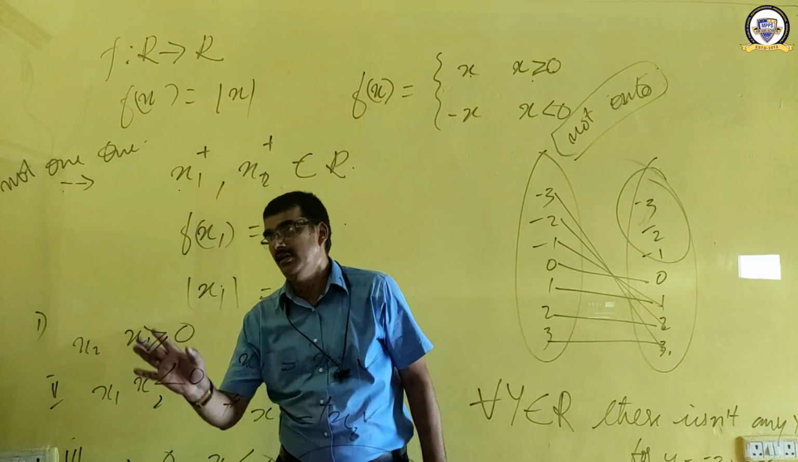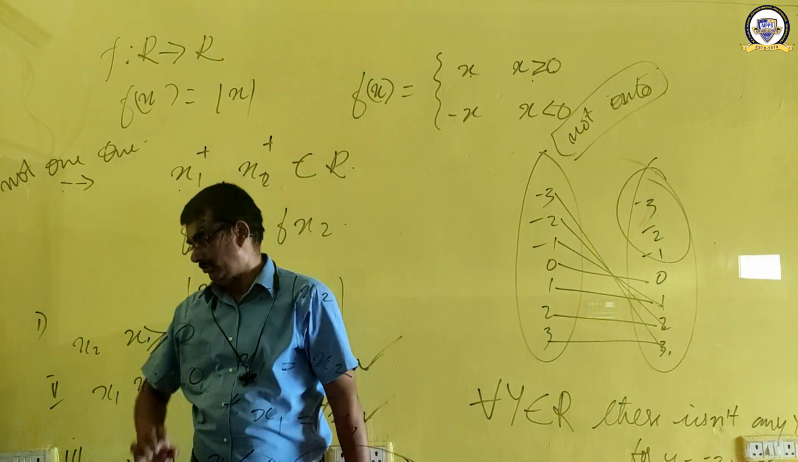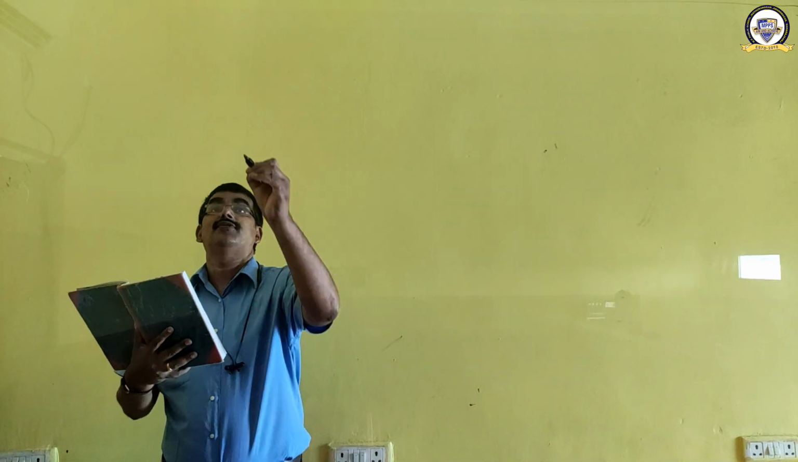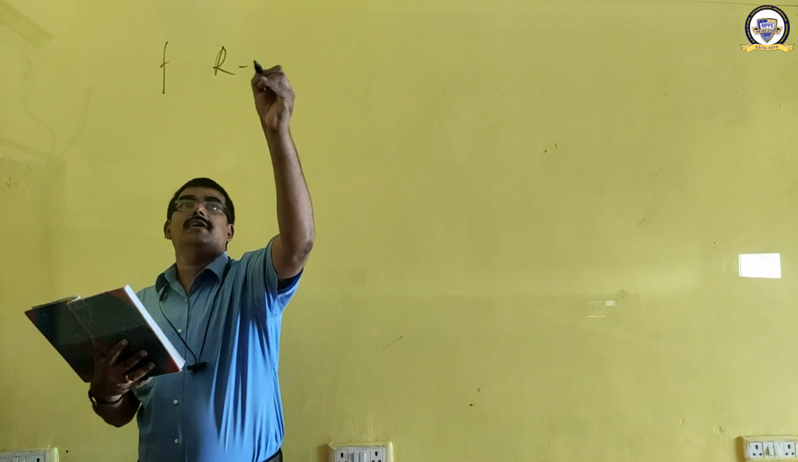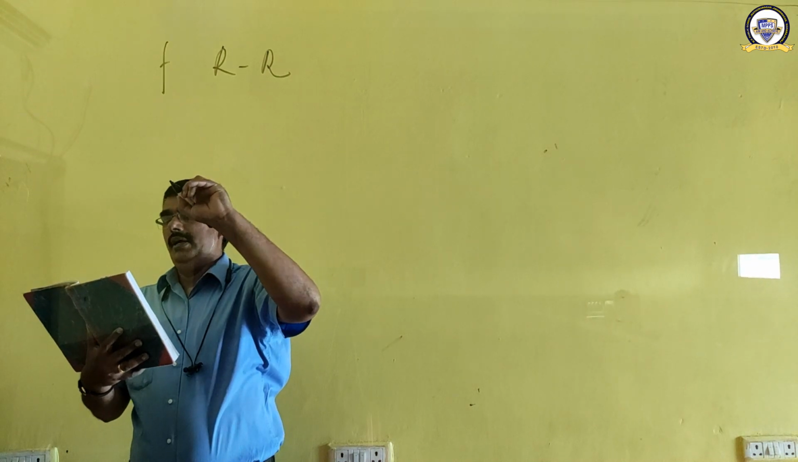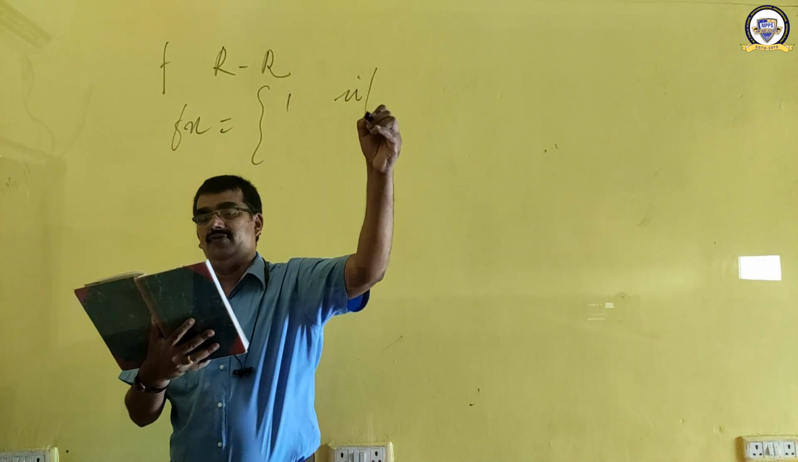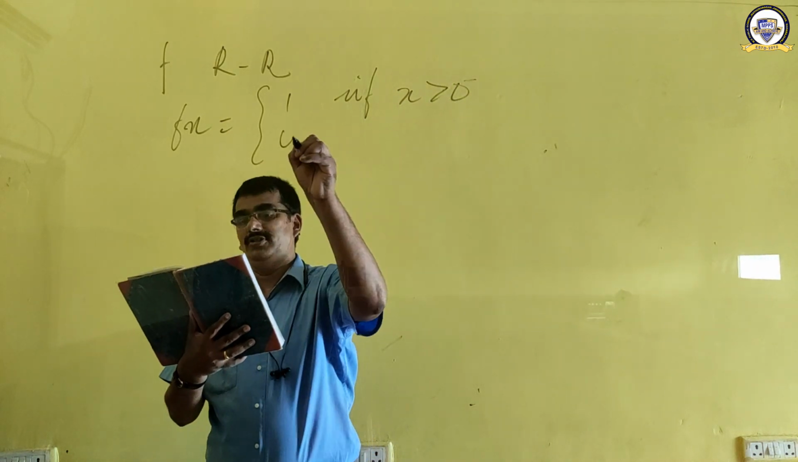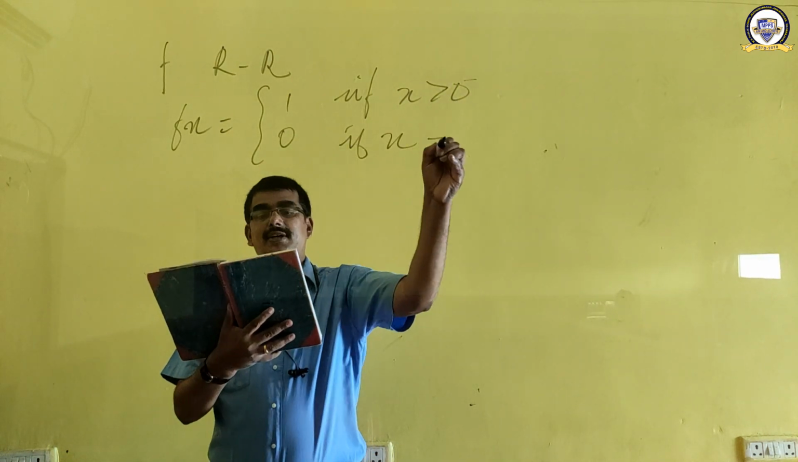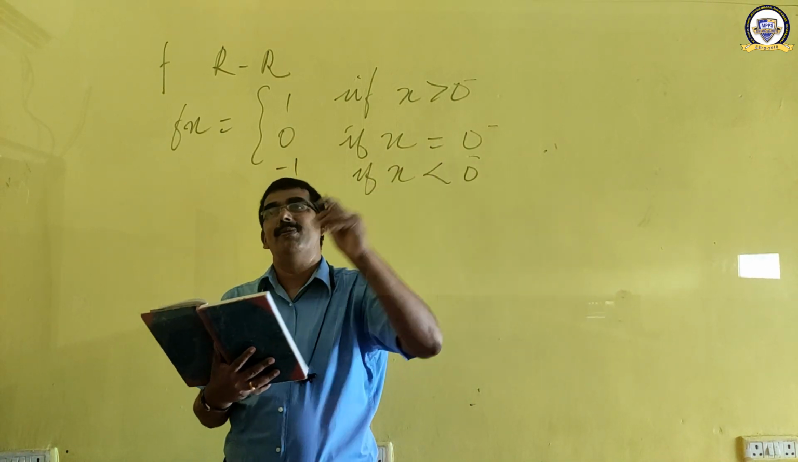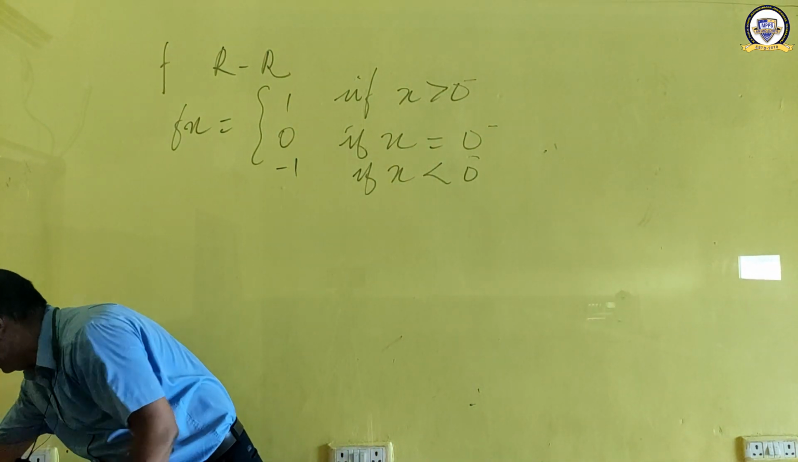It is not 1, 1 also. So, we will go ahead with the next question. Now, the next question: show that the signum function f from R to R, where f of x is equal to 1 if x is greater than 0, 0 if x equals 0, negative 1 if x is less than 0. By seeing this question, it looks too difficult, but it is too simple, students.